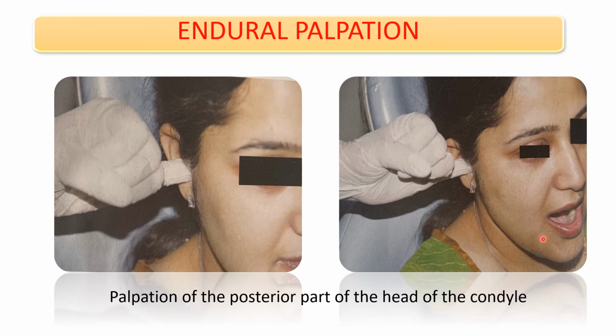This motion is repeated 2 to 3 times, and once again we observe for any restricted movement, deviation in the path of the mandible during closure, jerky movement, painful movement, crepitus, clicking or any grating sound. By conducting these palpations, we are able to assess the condition or the status of the TMJ fairly well.